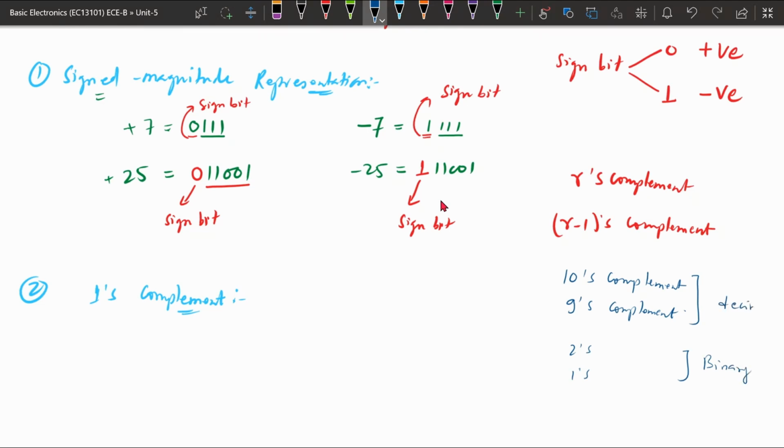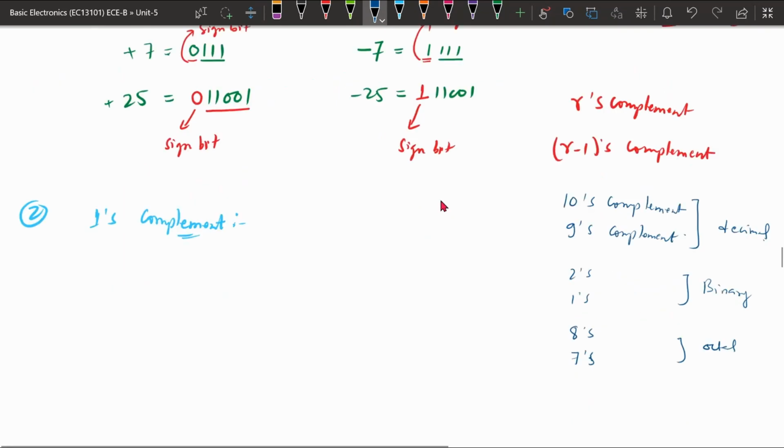This is in the case of decimal. Similarly, in the octal case, it will be 8's complement or 7's complement. We can represent it in hexadecimal also. In hexadecimal, instead of 8 we make it 16's complement or 15's complement. 15 is represented by F. So we will have 16's complement or F's complement. That will be our hexadecimal complement.